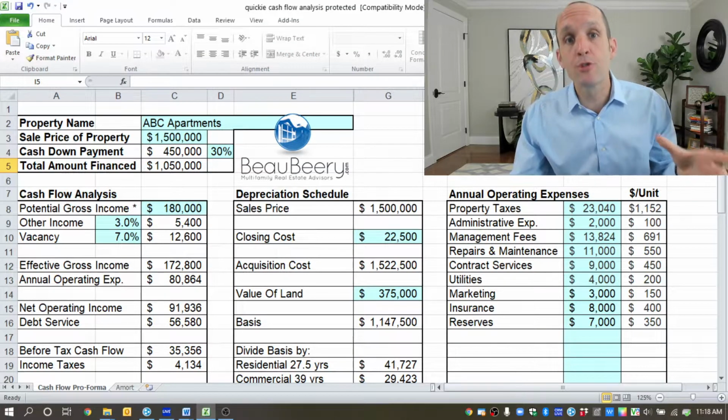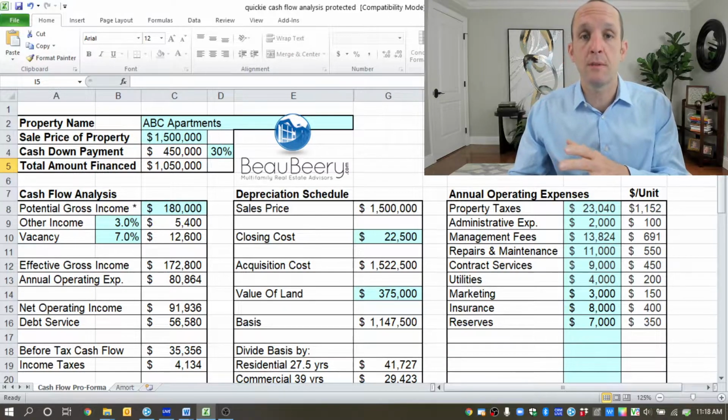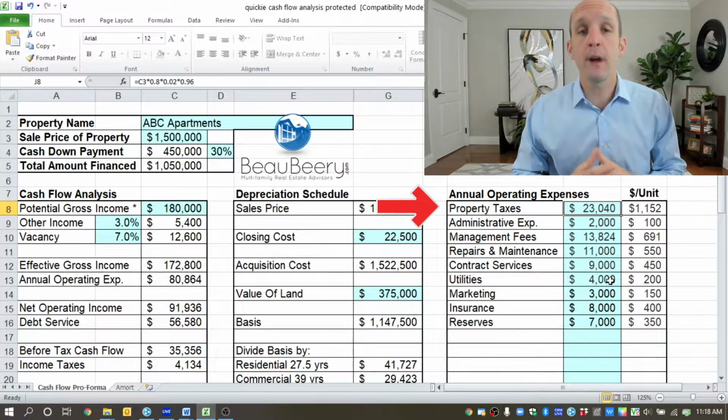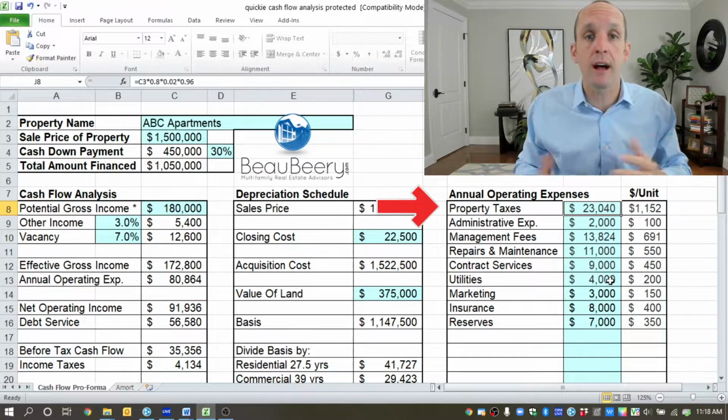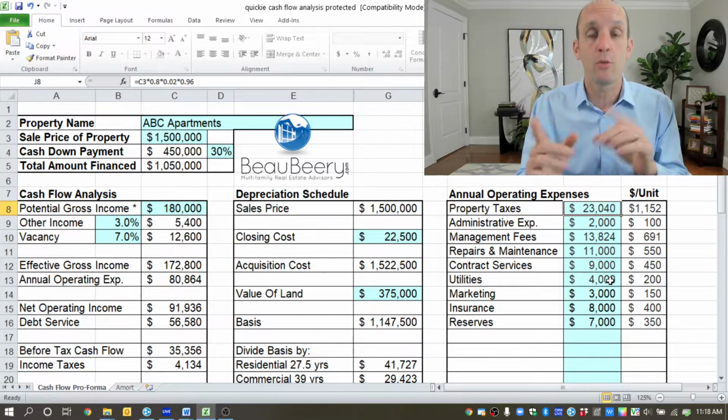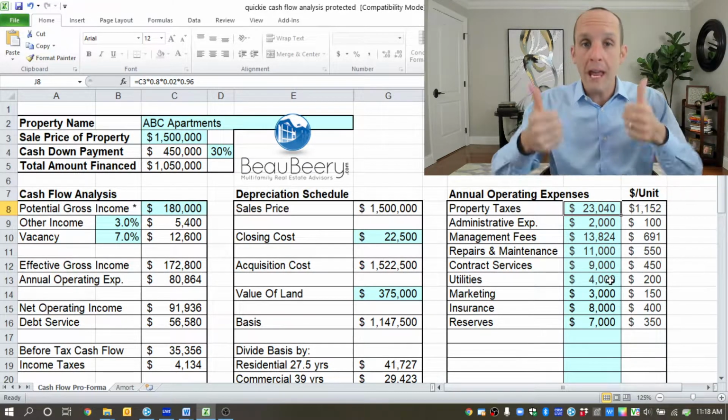Expenses play a major role in the break-even occupancy percentage as well. For instance, on property taxes, your year 1 property taxes may be $23,000. But in year 2, the property appraiser is going to find out there was a sale and they're going to raise your property taxes.